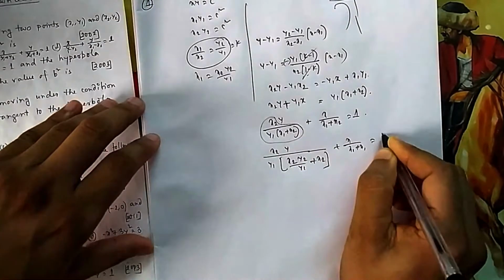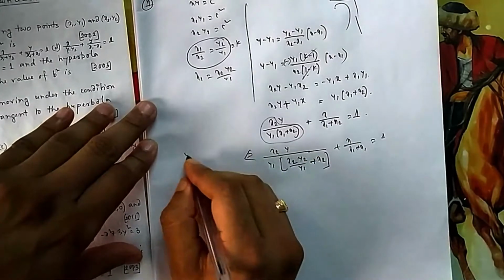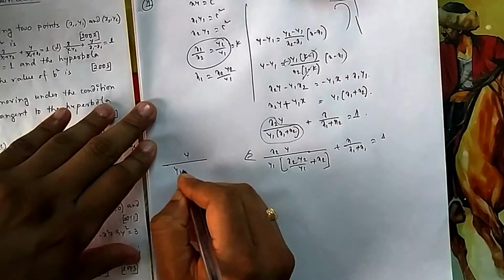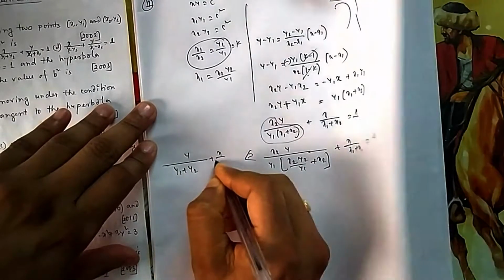So now from here you can take x2 common, it will be y by, and if you take LCM, y1, y1 will get cancelled, y by y. So you got this answer. That is your option A.